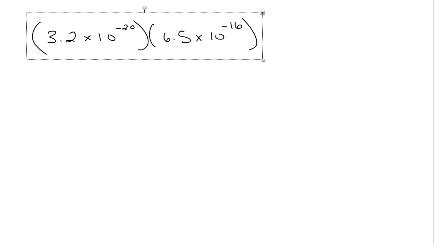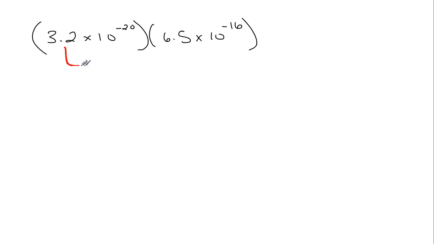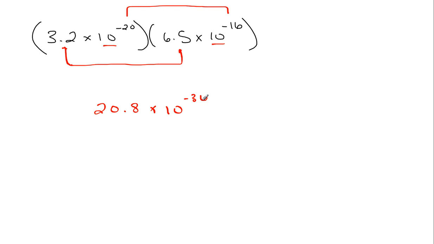I'm going to throw some negatives in there. So same concept here, except I'm going to shortcut this a little bit. I'm not going to rewrite it. I'm going to say, okay, I'm going to have 3.2 times 6.5, which is 20.8, and then times 10 to the, okay, so I'm going to keep my bases and add my exponents, negative 20 and negative 16, negative 36. So 3.2 times 6.5 is 20.8 times 10 to the negative 36th, keeping my base as 10 and just adding my exponents.